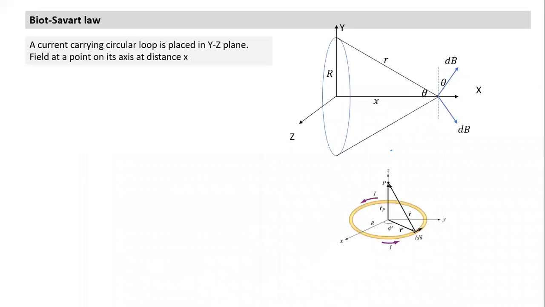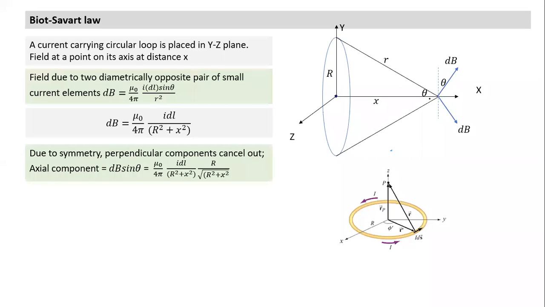Okay, now coming to a point on the axis of a circular loop. Here also we take a pair of two elements. When you take a pair of two elements, we notice that the vertical components cancel out and the horizontal components add. We will not go into the derivation. Let's understand what the field at any point on the axis of a circular loop comes to.